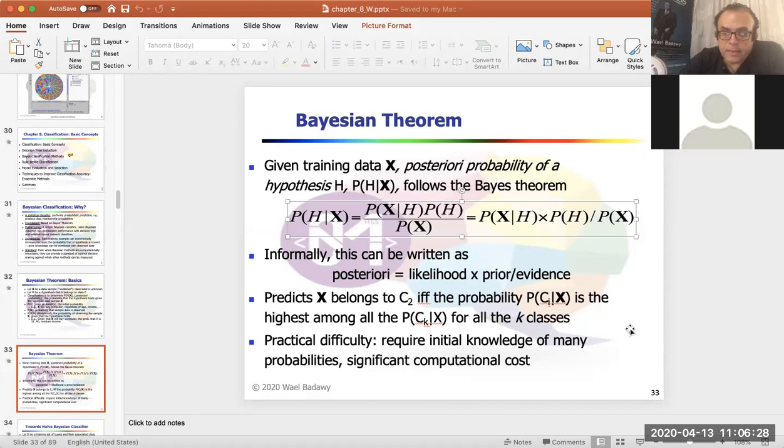So to predict that this particular X belongs to a specific class, you would basically replace the H with the specific class. In this way, we will be able to compute the probability of this training data, and then we will allocate the data to the class which has the highest probability. The problem of Bayesian classifiers is you need to have knowledge of the probability of the data. So you need basically to know what your data is.